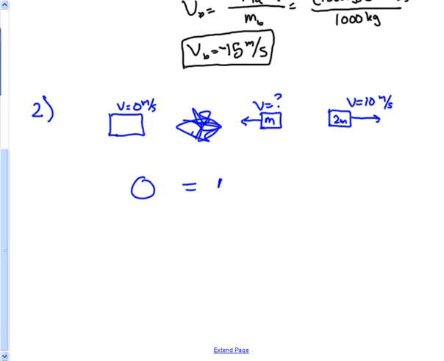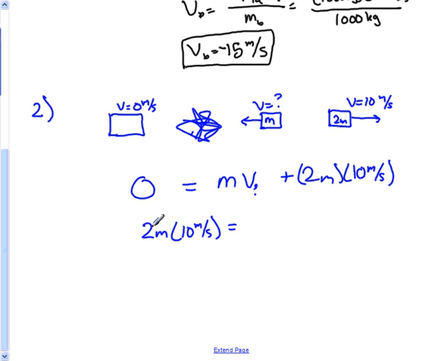So this is going to be regular mass multiplied by the velocity that we don't know, plus 2m times its velocity, which we do know to be 10 meters per second. So there's the total momentum. Now we're looking for this over here, so we're going to rearrange some things. We have 2m times 10 meters per second equals, and this is actually a negative, m times the velocity that we don't know. So if we want velocity, we can divide by m.